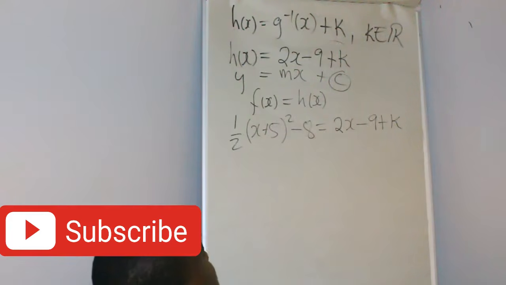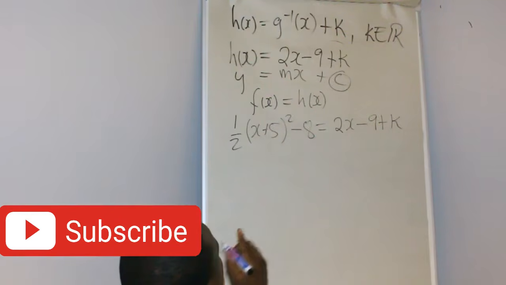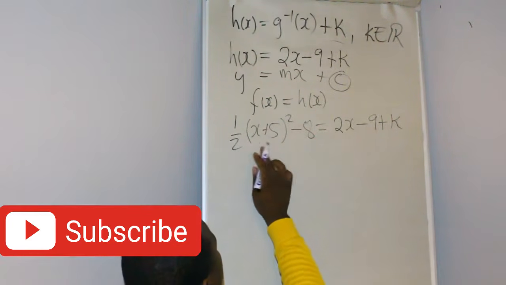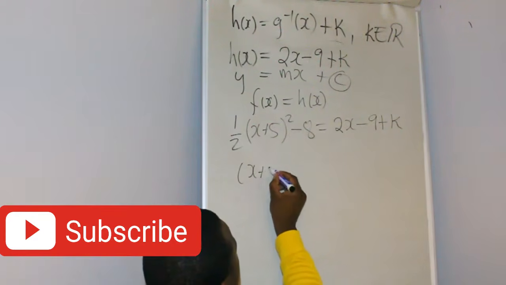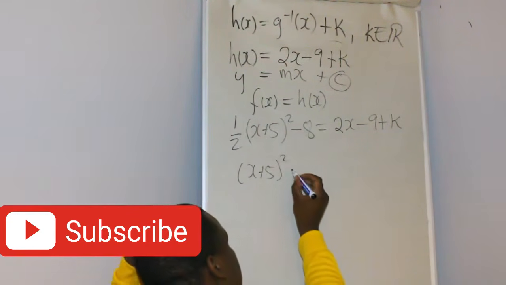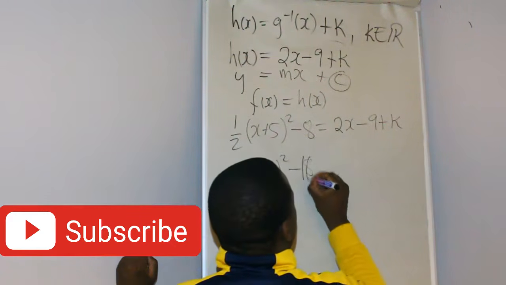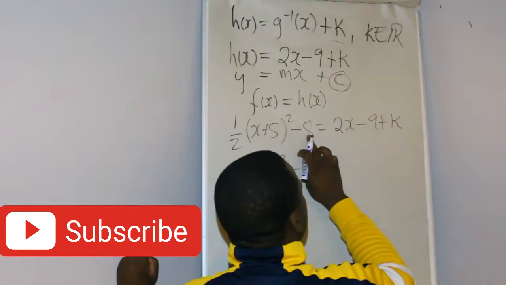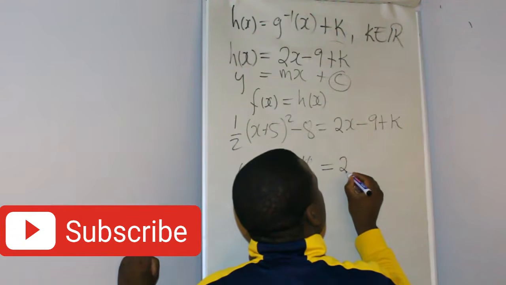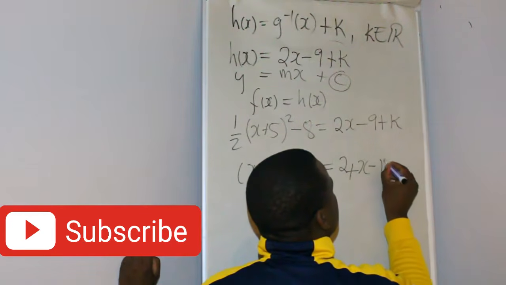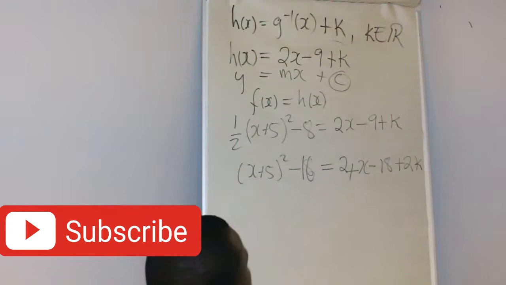And then what? We just simplify this. So multiply by 2 all the way. What do we get? We get 2 times 2 here, so it will be (x plus 5) all squared minus 8, minus 16, because we multiply by 2, multiply by 2, multiply by 2, everything by 2, is equal to 4x minus 18 plus 2k. So we multiply by this 2 throughout.